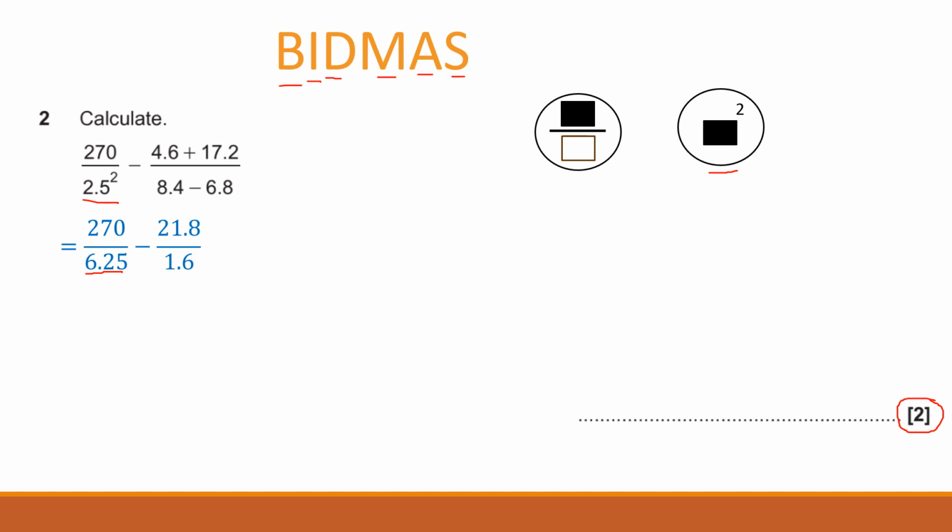Now the next bit, we've got divide, multiply, add and subtract. We have got add and subtract right at the end, and we've got to do divide before we come to the add and subtract. But because this divide is like there are magic brackets around the numerator and around the denominator, we actually have to do the add and the subtract first before we can do the divide. So if we add together 4.6 plus 17.2, that gives me the 21.8 in the numerator on the right hand side. And if I subtract 8.4 take away 6.8 in the denominator, that gives me 1.6, which is the bottom on the right hand side.